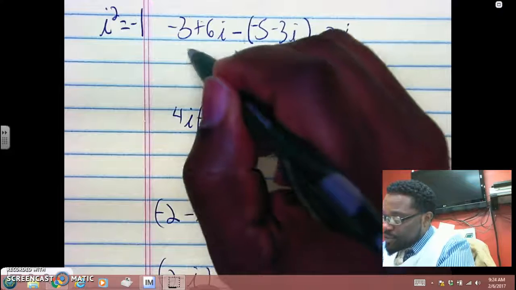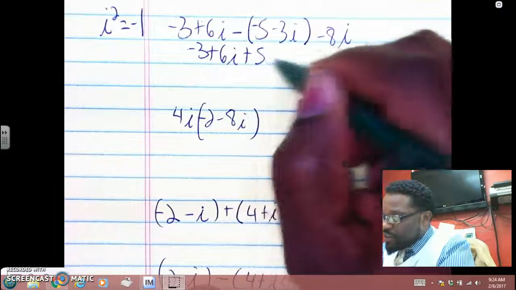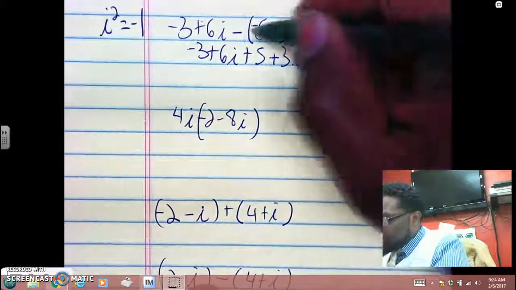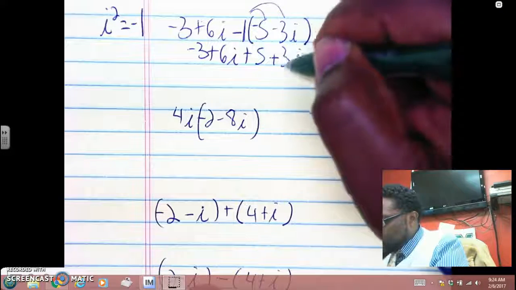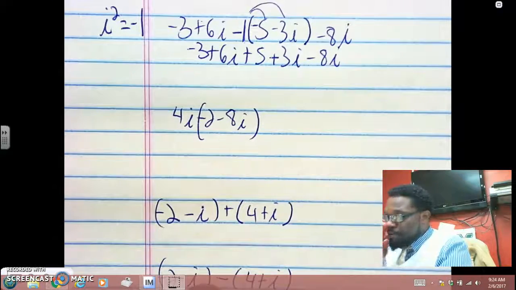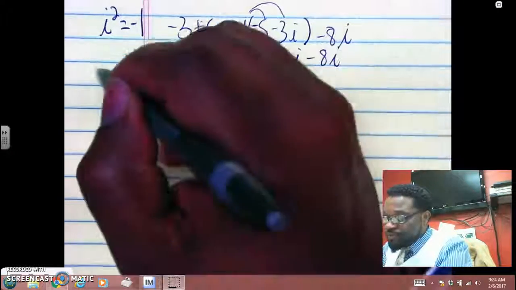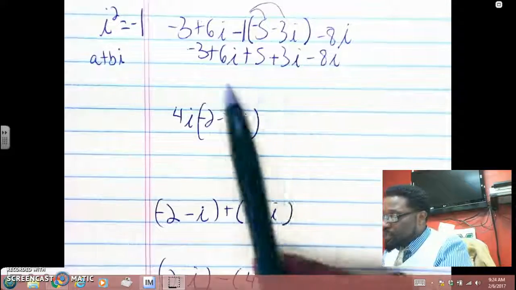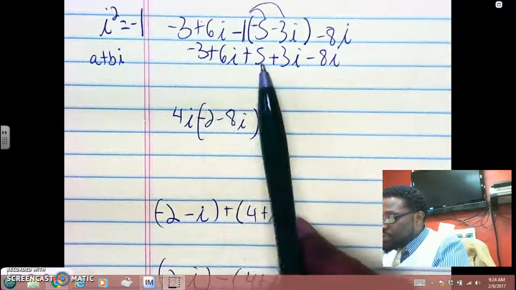And that simply means -3 plus 6i plus 5 plus 3i minus 8i. See, if I multiply everything by -1, it just means in here those two change signs. That's all that means. Combining like terms, you want to always put it in a plus bi form. So a plus bi form is the form I'm looking for. So my whole number, -3 plus 5 is 2. See, -3 and 5 make 2.